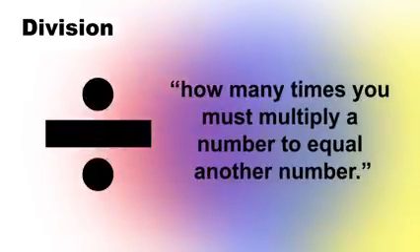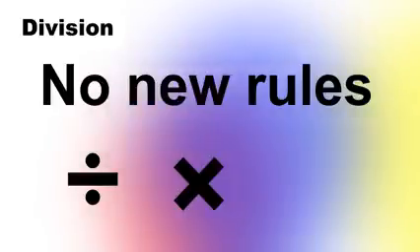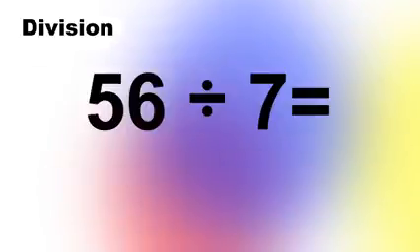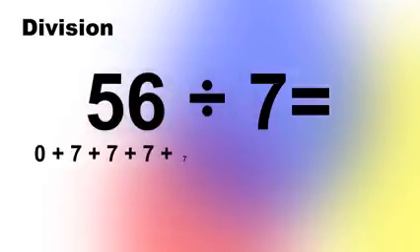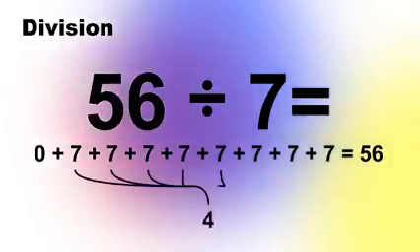We can build division off of multiplication by defining it as how many times you must multiply a number to equal another number. Notice that there are still no more new rules. Division is based solely on multiplication, which we built off of addition. So to divide 56 by 7, we do 0 plus 7 plus 7 plus 7 and count the 7s until we get 56. In this case, there are 8 7s.